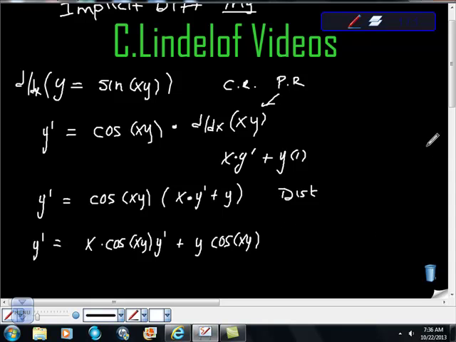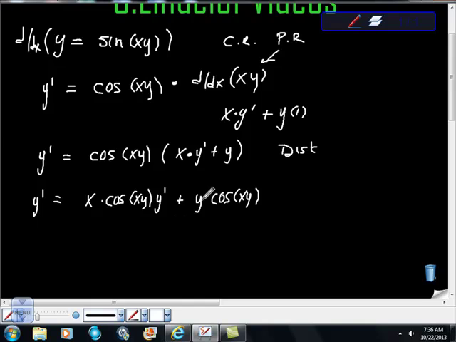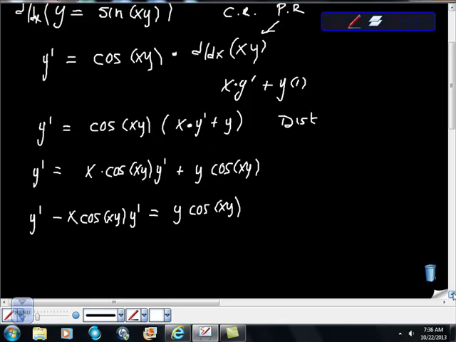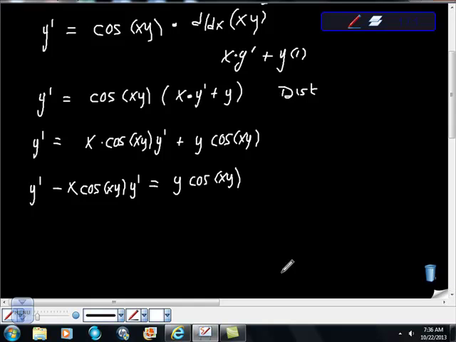And then from there, I'm going to try to grab all the pieces that have a y prime in them. So I'm going to move this piece over by subtracting it from both sides and get y prime minus x cosine xy y prime is equal to y cosine xy. What a pain in the neck, isn't it? So that's a lot of stuff going on there, but what I'm trying to do is take my time. I think you can see now I have my pieces isolated because I want this piece isolated so I can factor this thing out, right?